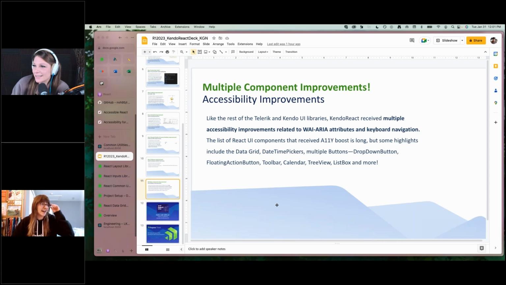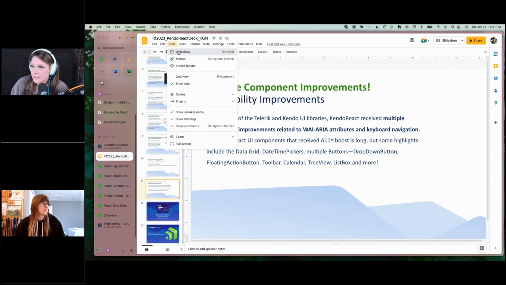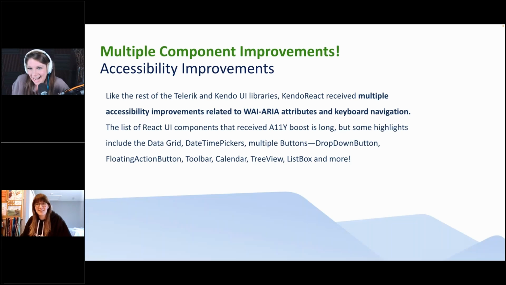Yeah, and the last thing that I had for us, I'll go ahead and actually restart my slideshow now for real because I'm out of demos. But we also got a bunch of really great accessibility improvements. So those WAI-ARIAs, the keyboard navigations, a whole bunch more. I recommend checking out the changelog to see the full list of everything that got updated in every component. But some of the highlights that the team wanted me to call out: the DataGrid, date time pickers, drop-down buttons, floating action buttons, toolbars, calendars, tree views, list box, and more.